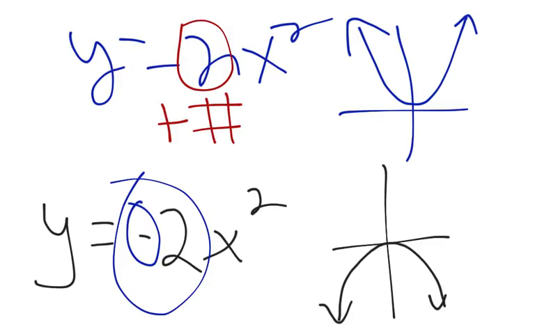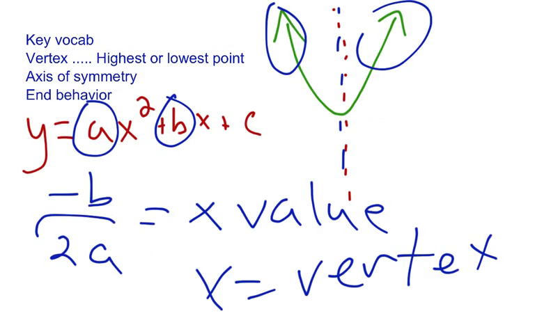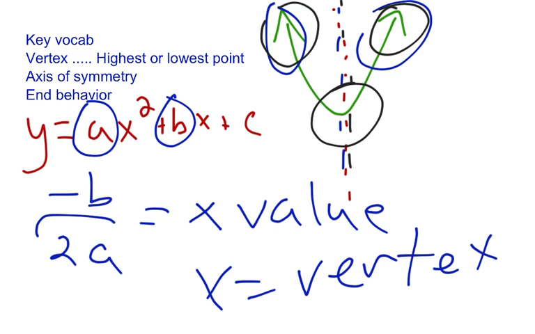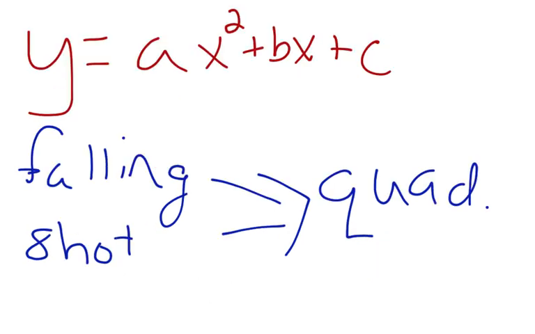Other things that we looked at here, we looked at the graphs. We looked at how if the leading coefficient's positive, it's opening up. Leading coefficient's negative, it's opening down. We talked about the vertex, which is the highest or the lowest point, which is right there. We also talked about the axis of symmetry, which is the dotted line that goes through the vertex. And we talked about end behavior, which is where the arrows are going. So if the leading coefficient is positive, it's going up, etc. And of course, here's your generic one, y equals ax squared plus bx plus c.